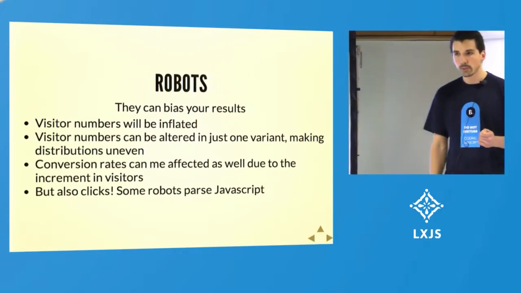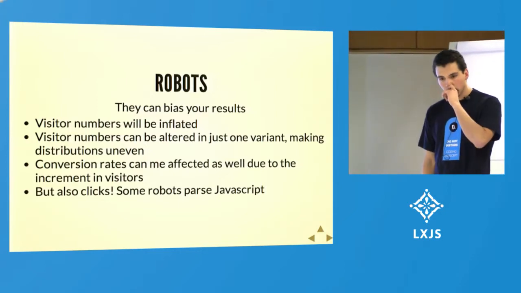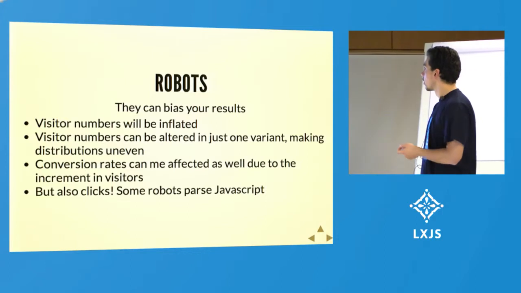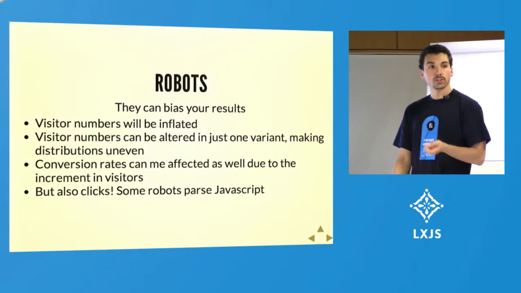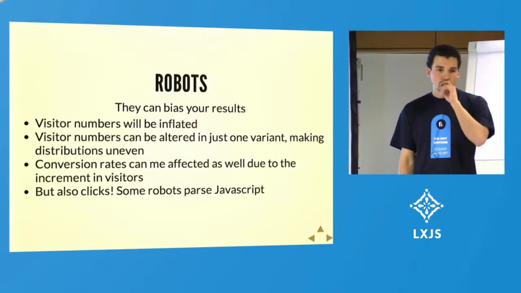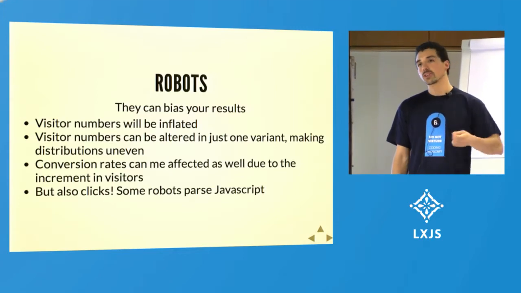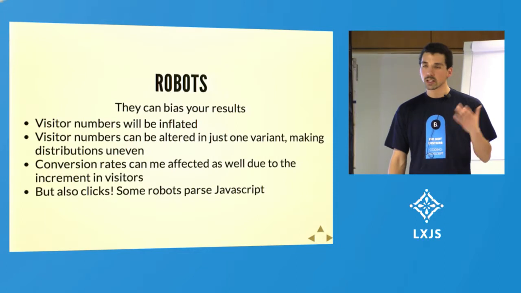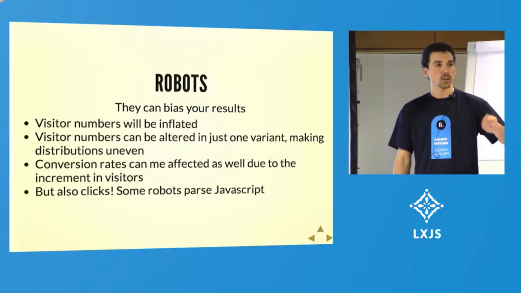There's a paper I'm going to share with you, by the way. It's from some guys, I think they were at Microsoft, and they had the same problems. Robots can hit your site, and they can get more visitors in one variant, for example. Let's say that you run an experiment for a week, and for half a day you had a robot hitting one of the variants.